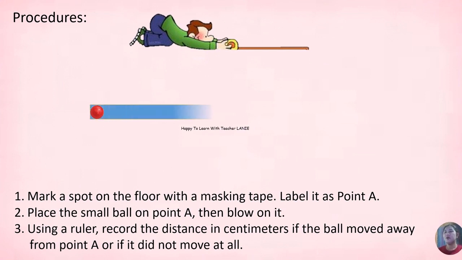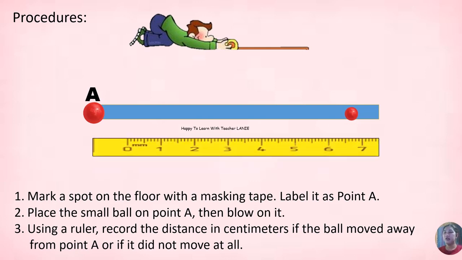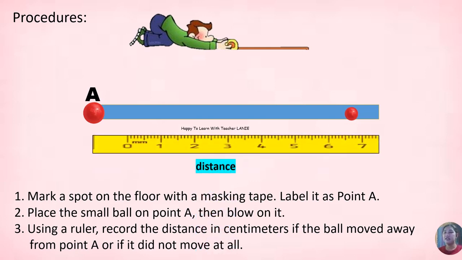Procedures. Number 1, mark a spot on the floor with a masking tape. Label it as point A. Number 2, place the small ball on point A. Then blow on it. Number 3, using a ruler, record the distance in centimeters if the ball moved away from point A or if it did not move at all.